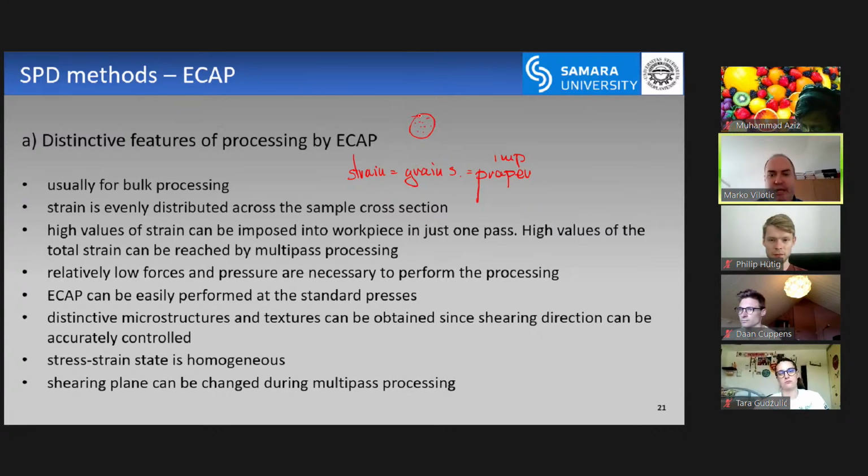The good thing is that you will get uniform grain refinement. You can impose the strain uniformly across this cross section, and of course you get uniform distribution of the properties. So it says here strain is evenly distributed, high values of strain. In just one pass you get a strain value of 1. You can do 10 passes. You will see later in my PhD I used other methods. I did 18 passes and so on. Relatively low forces and pressure. ECAP can be easily performed with a standard press.